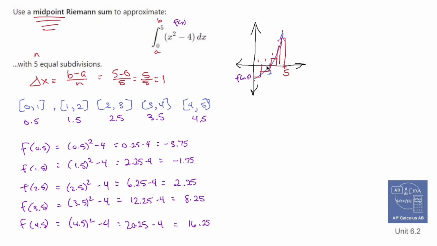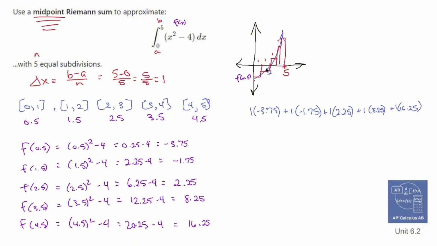Now what I do is I multiply each of these by the lengths to find out the area. Those lengths are 1. We know that. So 1 times negative 3.75 plus 1 times negative 1.75, and keep doing that, plus 1 times 2.25 plus 1 times 8.25 plus 1 times 16.25. And what that does is that gives us the area.